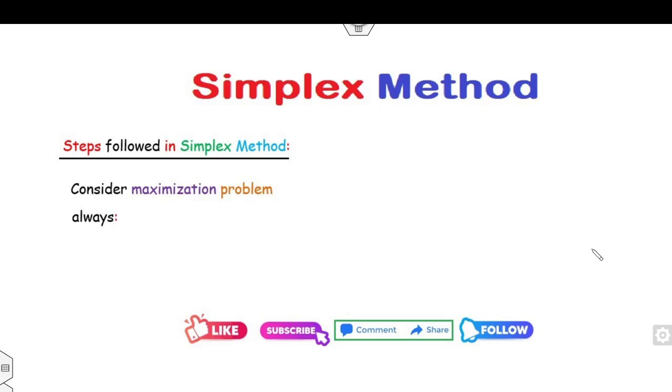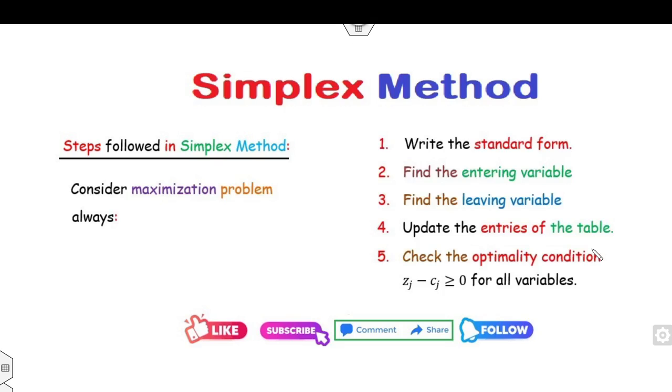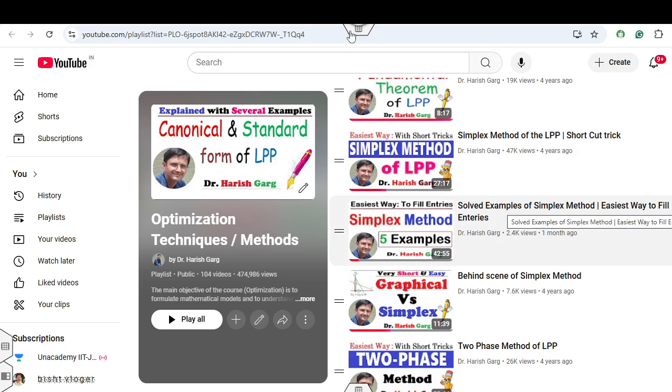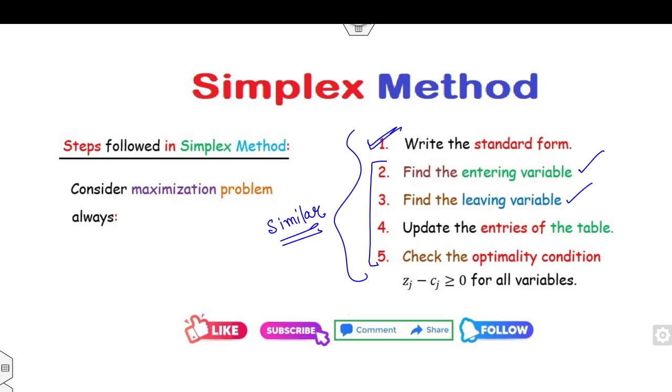Once you consider the problem as a maximization problem, then step number one is to write it in the standard form, find the entering variable, the leaving variable, and so on. And all these steps are the same as we explained in the lecture of the simplex method. That's why I request you, you must watch that lecture first so that you can understand this lecture in a couple of seconds.